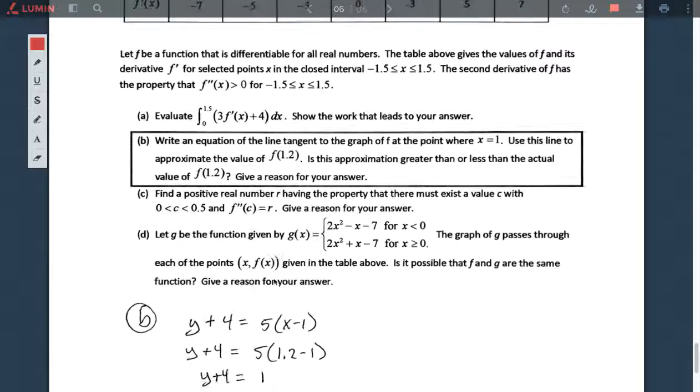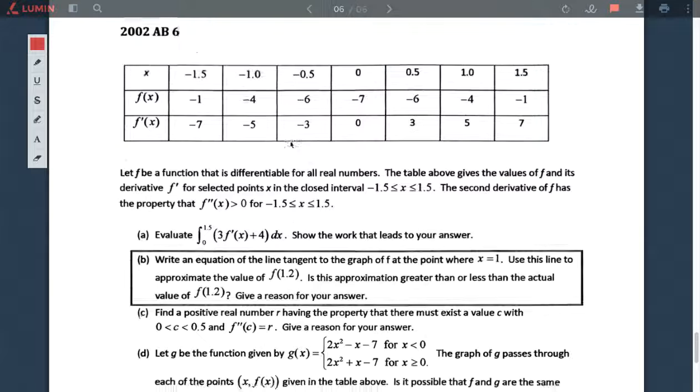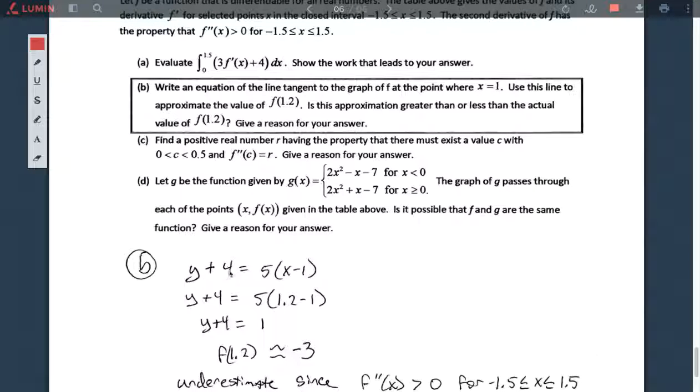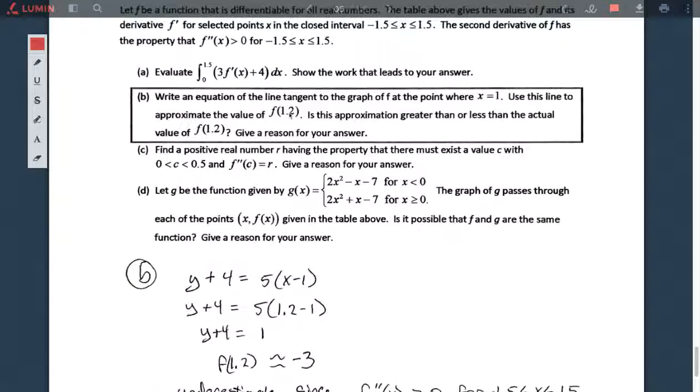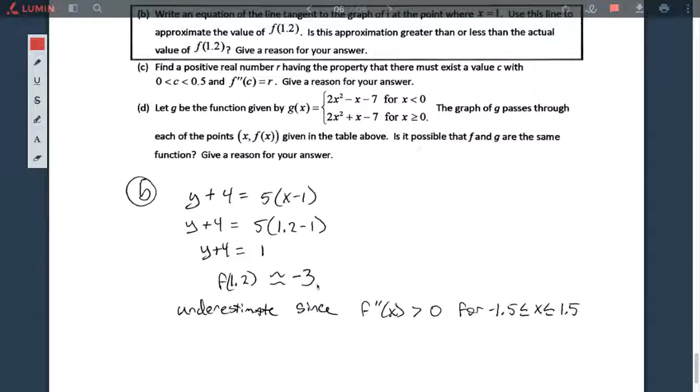Last one. Write an equation for the line tangent to the graph of f at the point where x equals 1. Use it to approximate 1.2. So x equals 1, my y value is -4, and my derivative is 5. So y minus a -4, derivative is 5, so that's my slope, and then x minus 1. We want to estimate 1.2, so I plug in 1.2, subtract these. That gives me 0.2. 5 times 0.2 is 1. I subtract the 4 over. That gives me -3. Okay, so my estimate is -3.